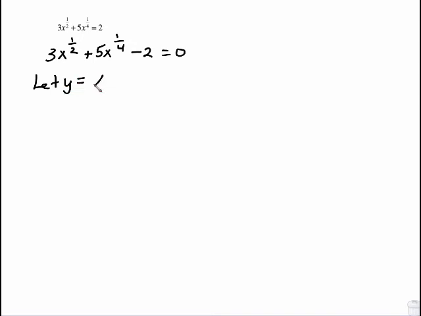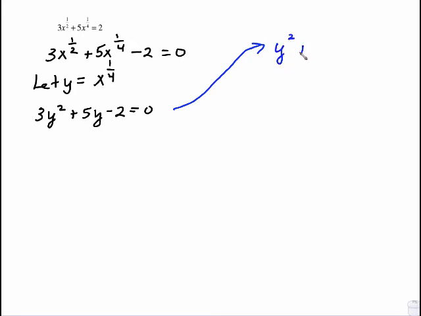Let y equal x to the 1/4. And then my polynomial will be 3y squared plus 5y minus 2 equals 0. And it's like the last one in that we've got a coefficient in front of y squared, which makes the factoring a little bit harder. So we're going to go over to the side, make up a new polynomial, which is y squared plus 5y minus 6, not equal to 0. It is just a polynomial that I'm making up.